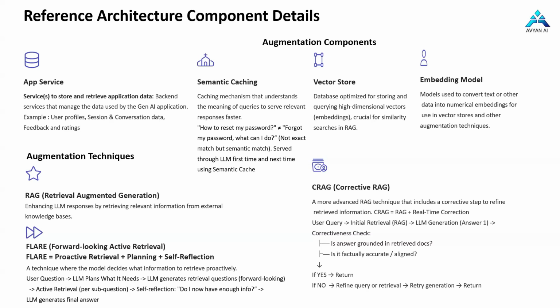But in the traditional RAG architecture, you retrieve the information and give it to the LLM, and the LLM works with that information only. The LLM is not deciding what information it has to fetch to give the correct answers. I think we will move towards FLARE in the near future. So these are different augmentation techniques.